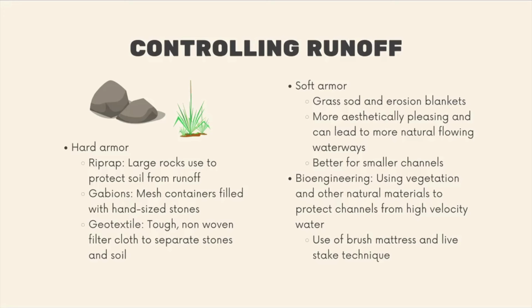And then there's the soft armor, which can include grass sod and erosion blankets. These are more aesthetically pleasing and can lead to more natural flowing waterways, and it's also generally better for smaller channels. And then for bioengineering, that's using vegetation and other natural materials to protect channels from high velocity water. So that can include the use of brush mattresses and the live stake technique.